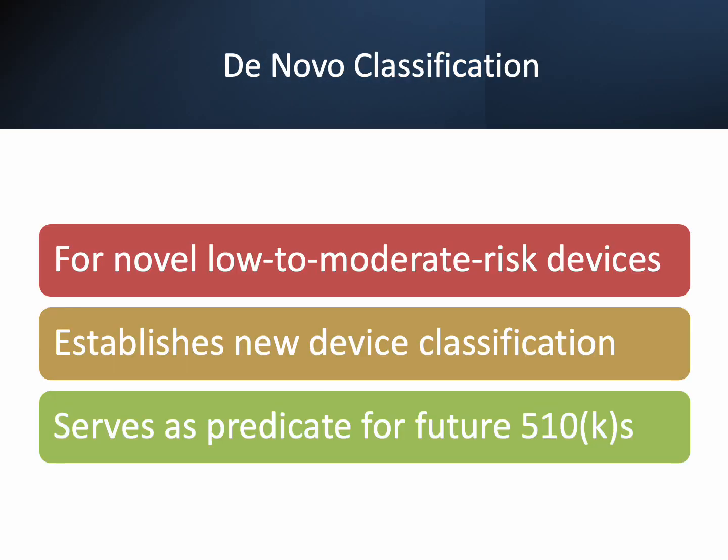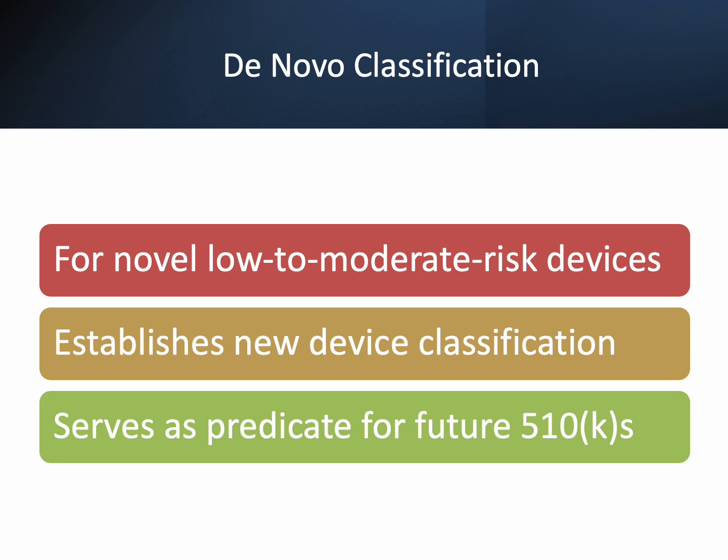Following PMA, let's explore de novo classification in U.S. medical device regulation. De novo is for novel devices with low to moderate risk, Class I or II, that lack a predicate for 510(k) clearance, like OsteoDetect, an AI-based fracture detection tool. Manufacturers submit a de novo request to establish a new device classification, including safety and effectiveness data.